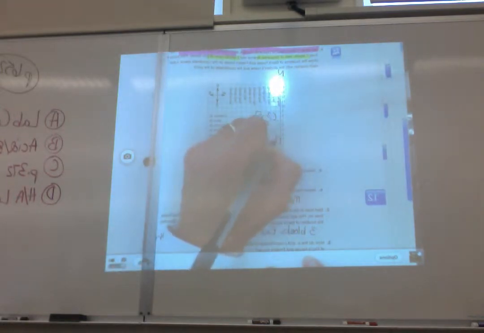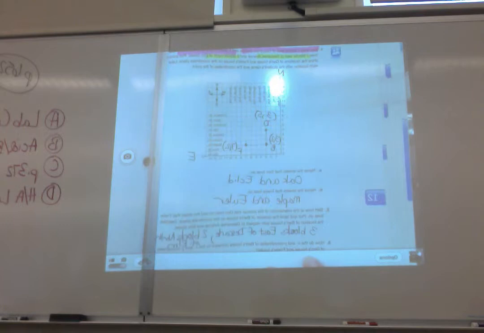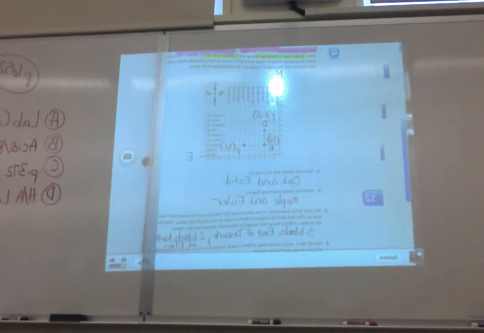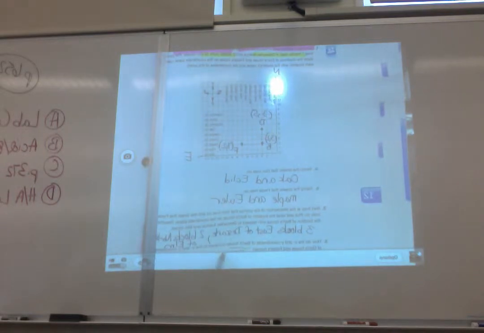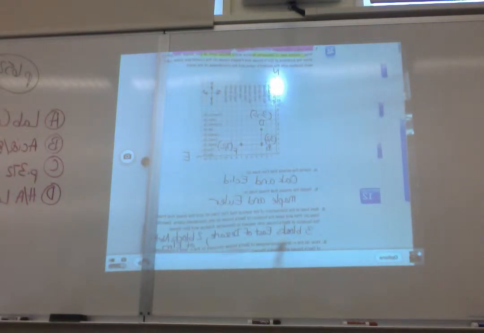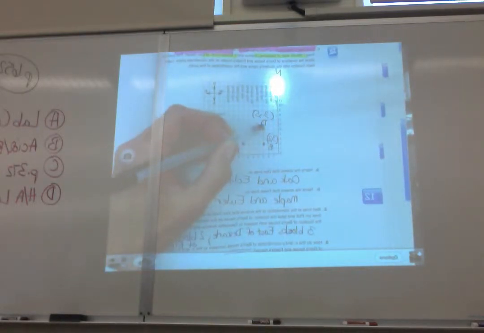3 over and 2 up. Okay, so how do the X and Y coordinates of Bert's house compare to the X and Y coordinates of Dawn's house and Frida's? Let's look at them one at a time. Bert's house, how does he compare to Dawn? Looking at coordinates, what do you notice?